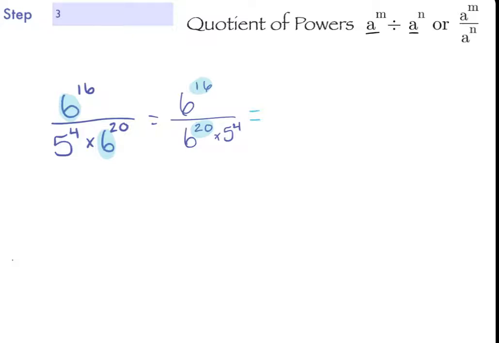So we're going to have 6 to the power of 16 minus 20. Okay, so this right here turned into this. However, I did have a denominator, so I have to leave my denominator there, which is 5 to the 4th power. Okay, so just to recap, 6 to the 16th divided by 6 to the 20th is equal to 6 to the 16 minus 20. Remember that we do our top exponent minus our bottom exponent.